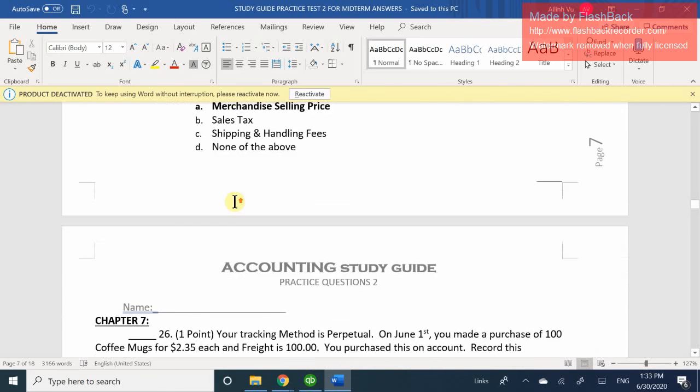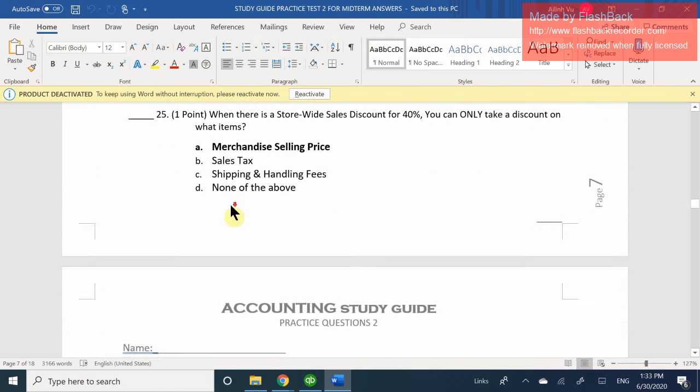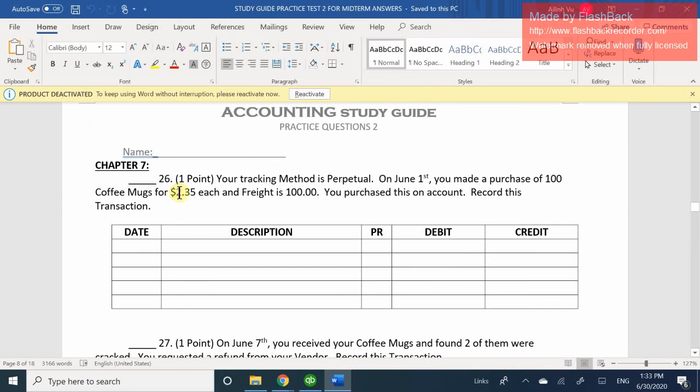So we last left off on chapter 6. Now we're going to continue with chapter 7. Chapter 7 is all about perpetual inventory. Chapter 5 and chapter 6 were dealing with periodic, right? We understand there are rules to periodic. Now, chapter 7 and chapter 8 are going to be strictly perpetual.